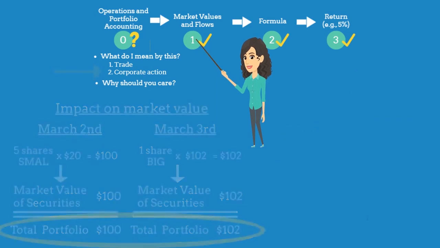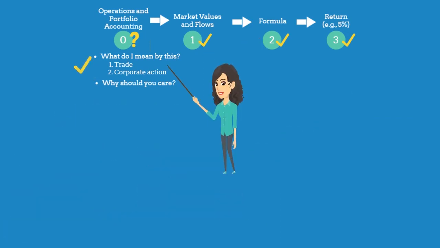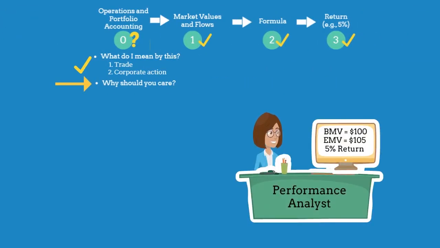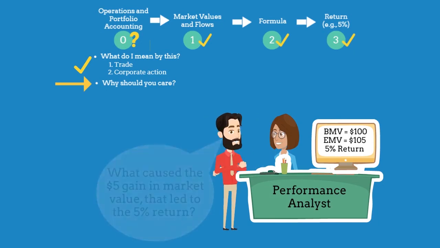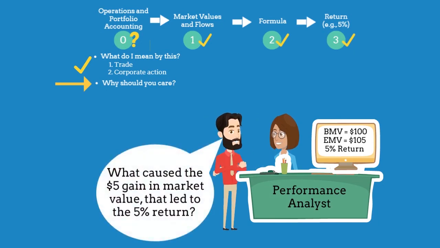Okay, so these were the 2 examples to show you what I mean by operations and portfolio accounting and their impact on market values. And now lastly, I will show you why you should care about these transaction types and processes when you work in performance. Let's say you work in performance. Here you are crunching return numbers. Well, it's common to have someone come up and tap you on the shoulder and ask you what caused that $5 gain that led to the 5% return.